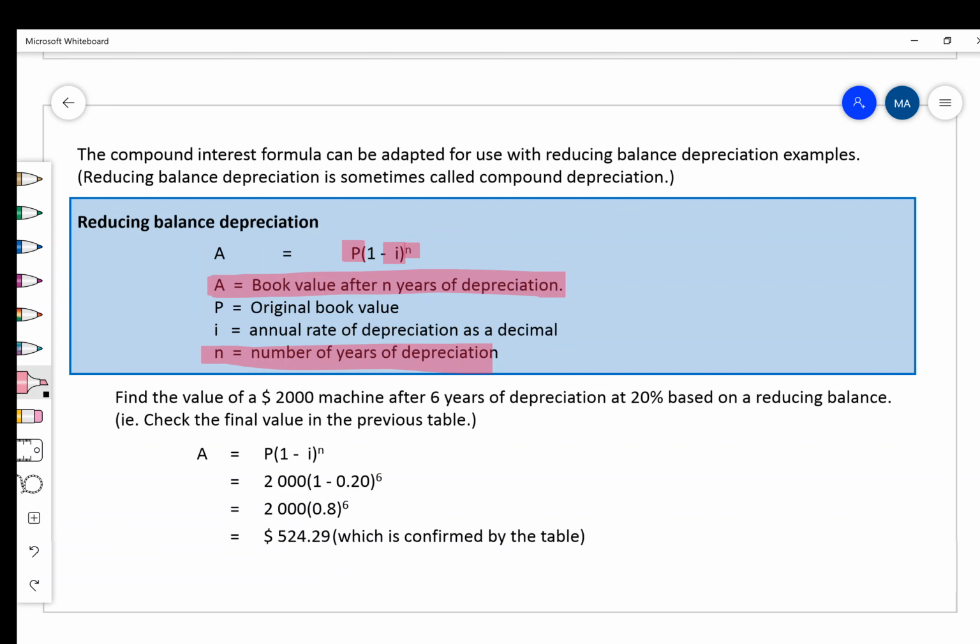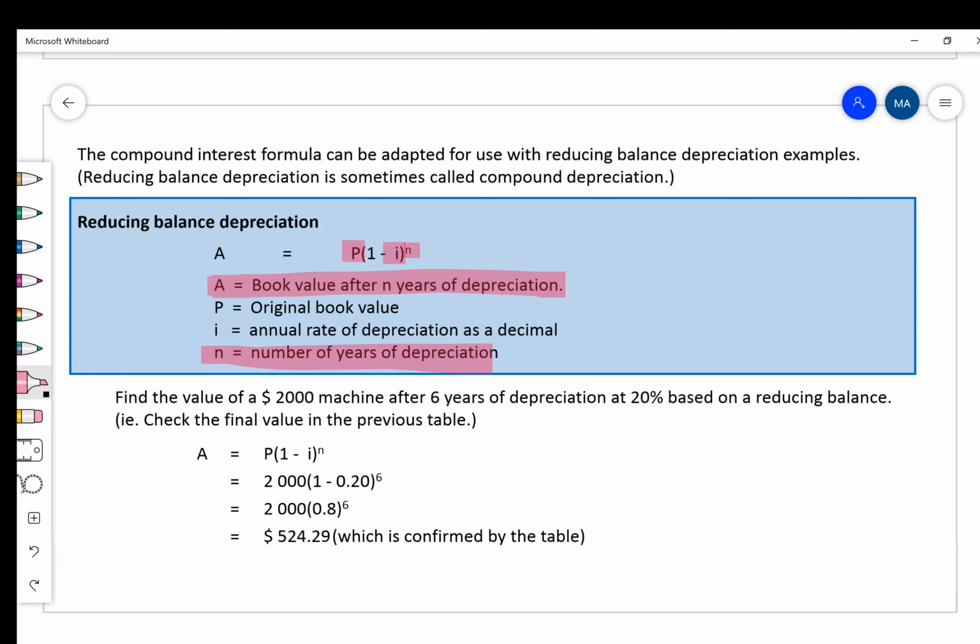So it's a bit different to the straight line method. For starters, it's a non-linear equation. It looks a lot like the compound interest formula, which you may be aware is an exponential rate of growth. Here we've got exponential decay. So it's a bit like radioactive decay. The graphs tend to look like that sort of shape. If you're familiar with radioactive decay graphs, they look like reducing balance depreciation graphs.